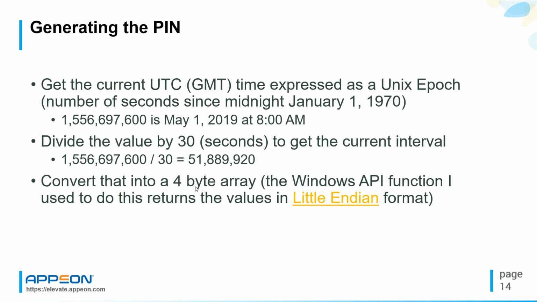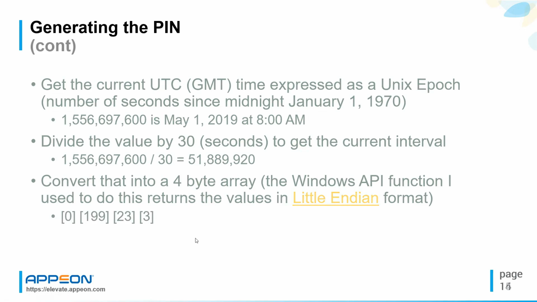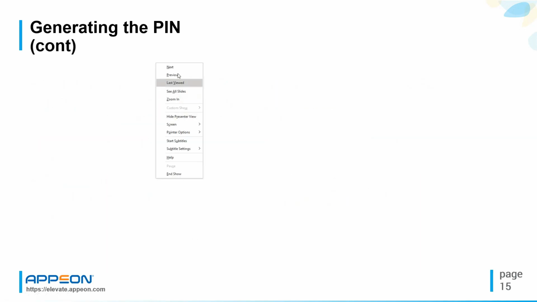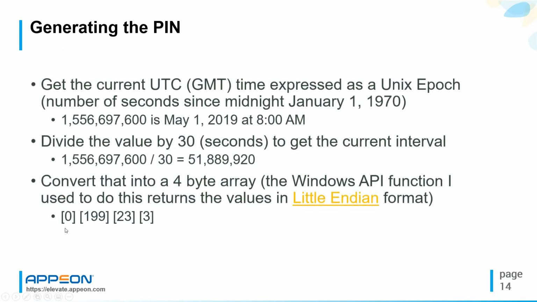But we need it in what's called big-endian format, and the Windows API function that is available to do a long to 4-byte array provides it in little-endian format. So we need to actually reverse that. Let me go back here. You can see what the value is: 0, then 199, then 23, and then 3. That's what this value is once you convert it into a 4-byte array.